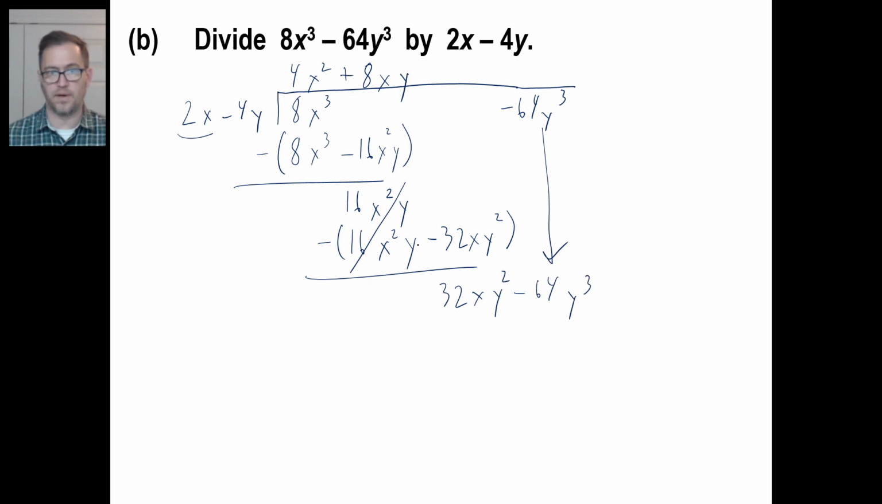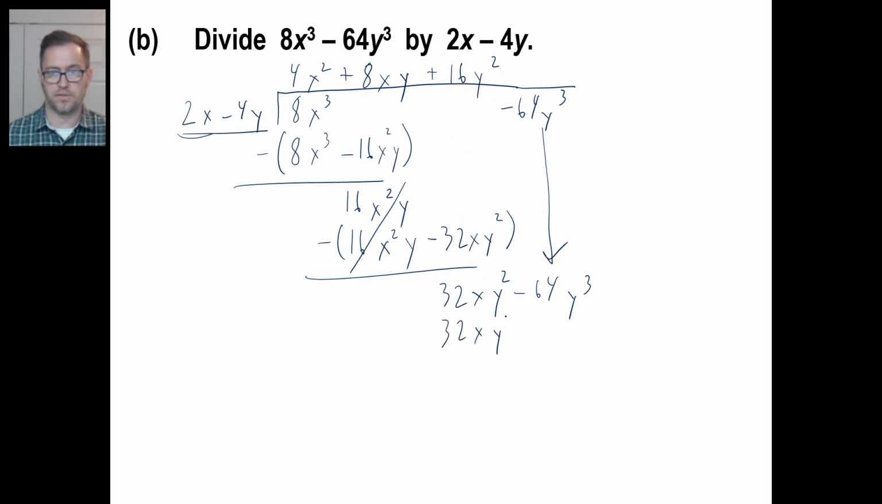This is what we divide by that. So let's take a look. 2x into 32xy squared will give you positive 16. And then x divided by x goes away. You just have a y squared now. All right. Multiply the 16y squared by both of these now.